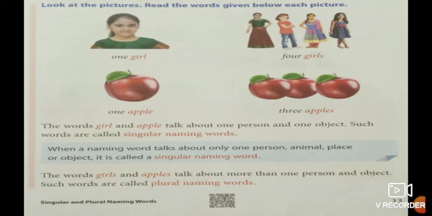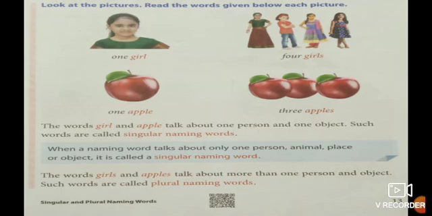Look at the pictures, read the words given below each picture. Now what you have to do, see, pictures are given and whatever is written below the picture you have to read it. See the first picture. A picture of a girl is there. And what is written? One girl. Okay. Now see the next picture.